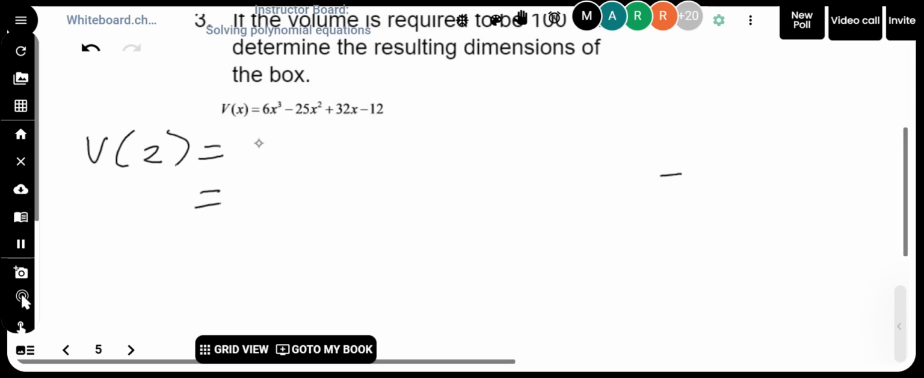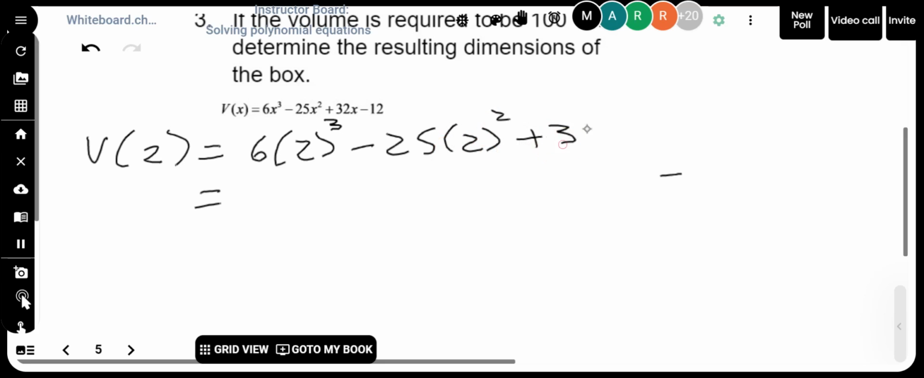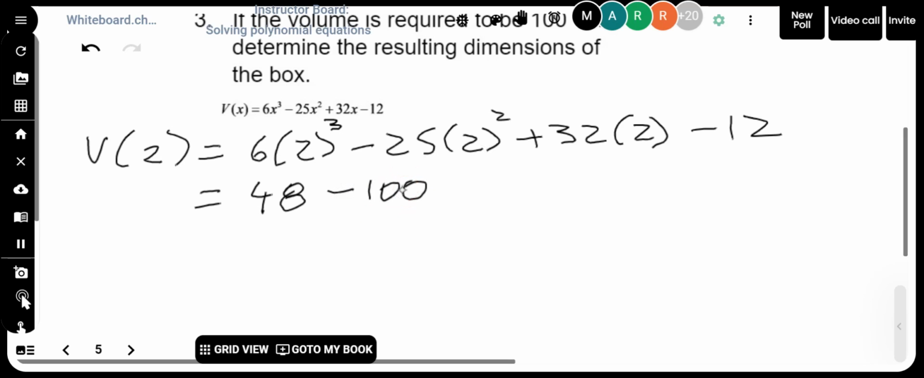So let's see how this works now. So 6 times 2 cubed, I might be able to do some of this in my head, minus 25 times 2 squared plus 32 times 2 minus 12. Okay. So let's see now. That's 8 6s, 48. That's 4, that's minus 100. That's plus 64 and minus 12. So let me just think about this for a second now. That's 64 plus that. That looks like we hit that one right.